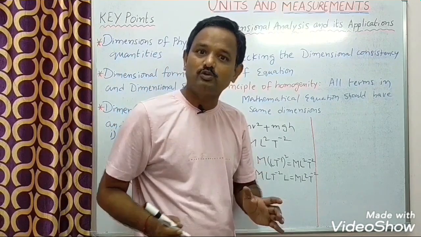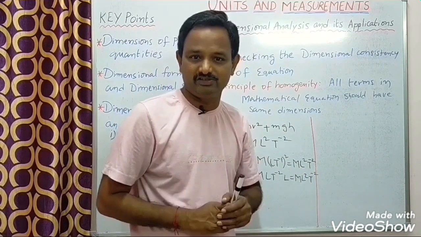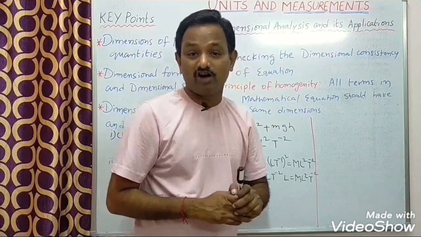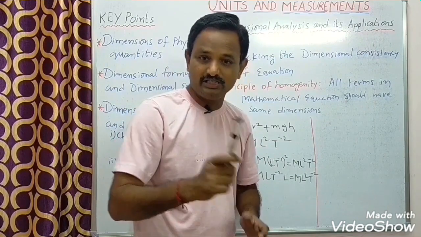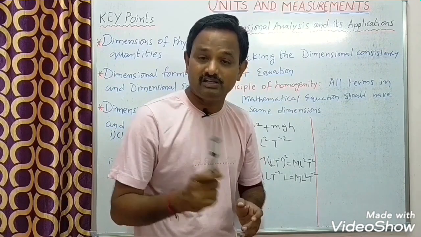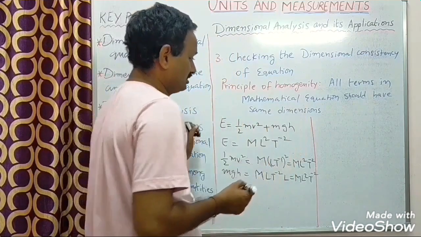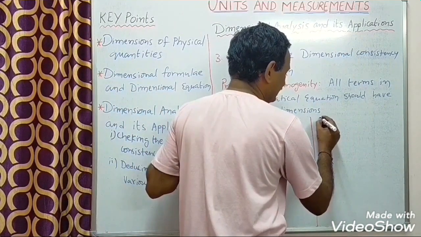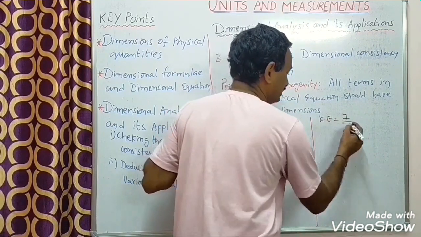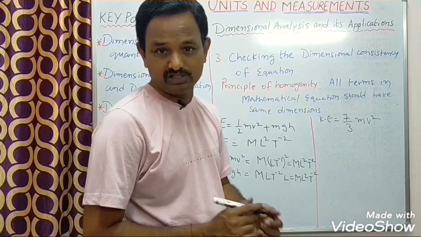If that equation is not true, it is called a dimensionally inconsistent equation. Every dimensionally consistent equation follows the principle of homogeneity, but the converse need not be true. That means every dimensionally consistent equation may not be correct physically. How? Look here. Suppose I take kinetic energy equal to 7/3 mv^2.